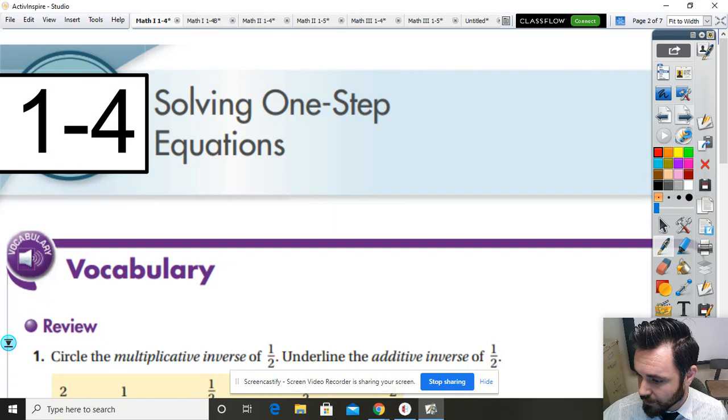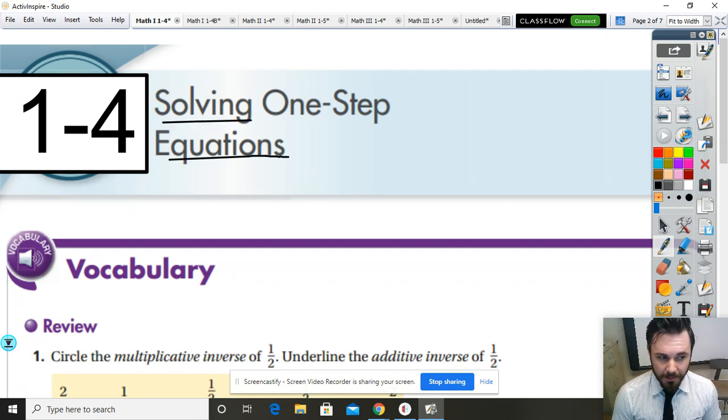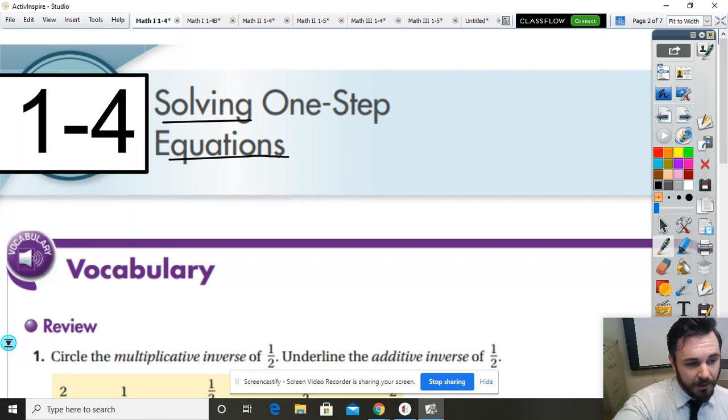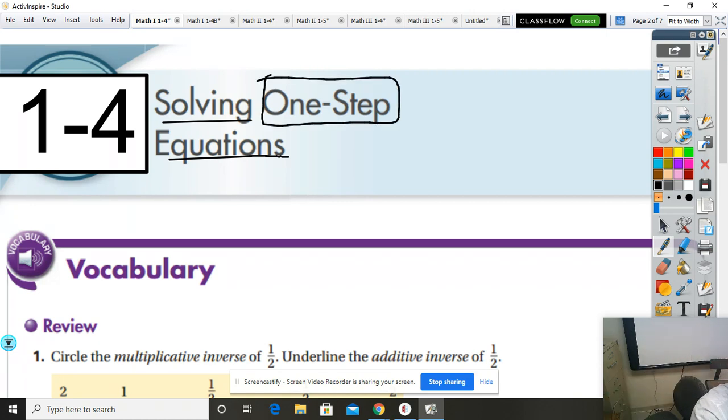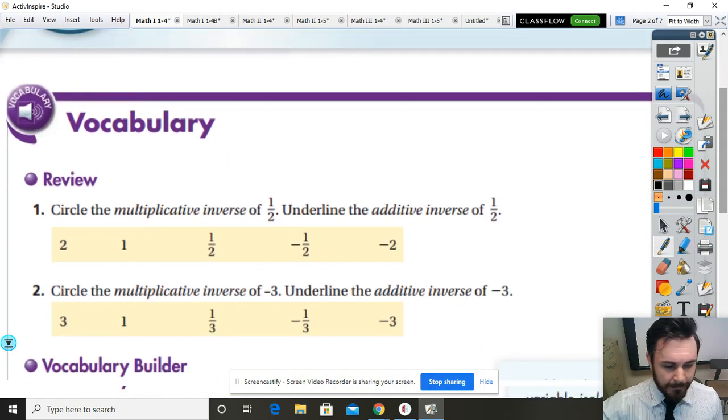All right, so we're moving on. We're going to start this process. We've got to get good at solving equations, because from now on until you graduate, you will be solving equations. That's all there is to it. And so we'll start slow. We're going to do one step at a time, and in this case, we are doing one-step equations.